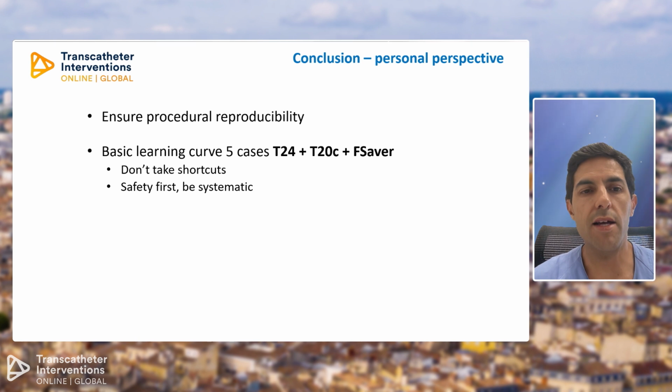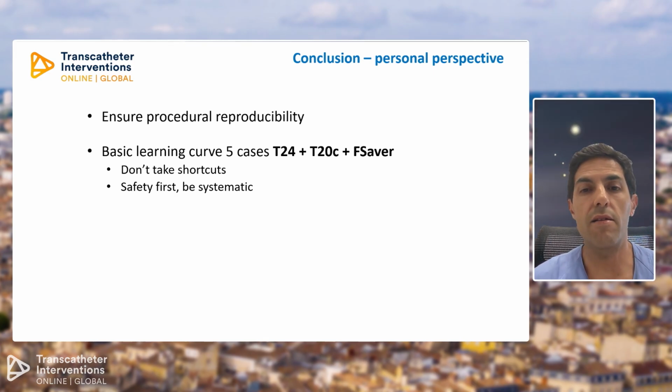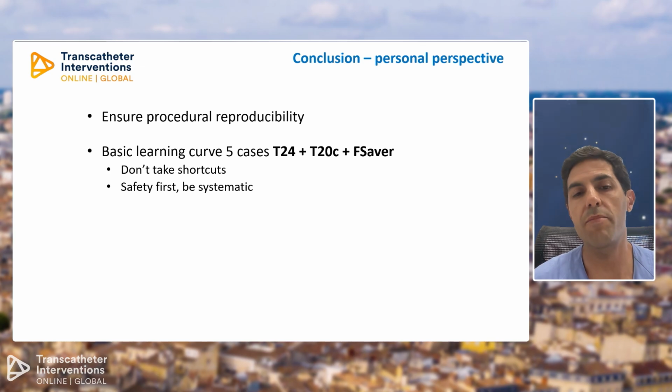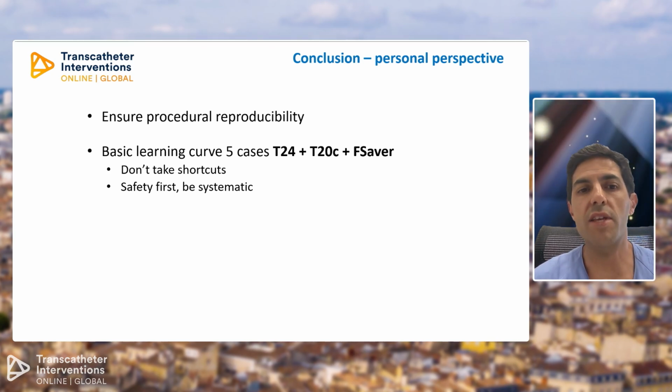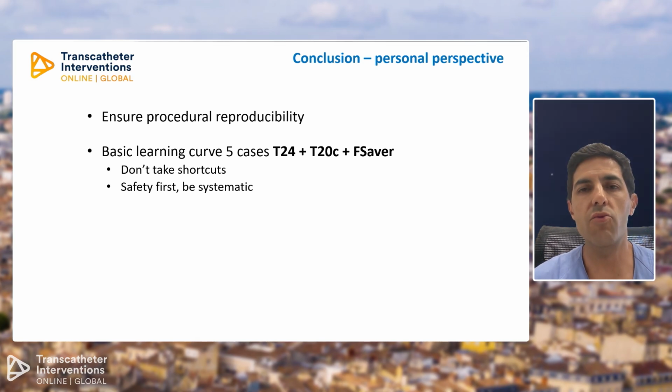Second thing, let's say your basic learning course. This is a frequently asked question. It's probably not very long. It's 5 cases. 80% of the procedures, it will be T24, T20 curve plus flow saver, but please don't take shortcuts. You cannot do this procedure in 20 minutes. You need to take time and to be careful because these are big catheters, and you really want to keep the wire in position and think about safety and be systematic.